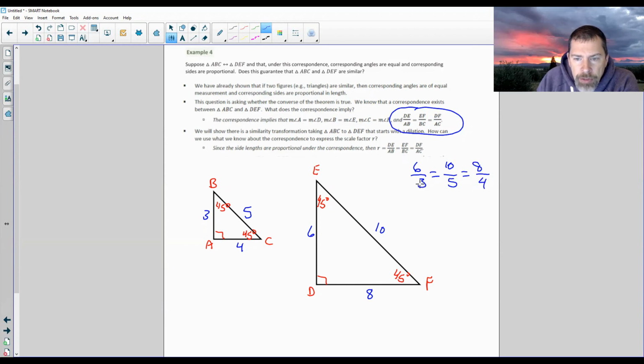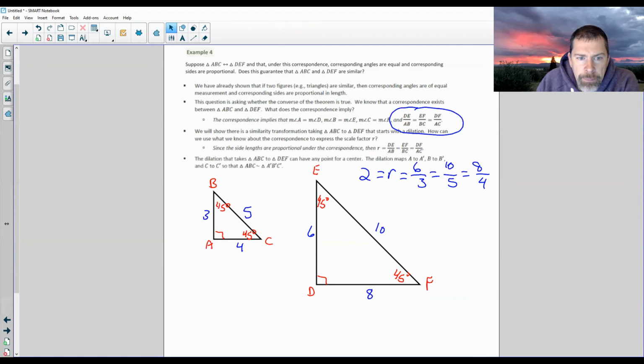Well, 6 divided by 3 is 2. 10 divided by 5 is 2. 8 divided by 4 is 2. So this is a scale factor mapping triangle ABC onto triangle DEF with R equal to 2. So if that's the case, since the side lengths are proportional under the correspondence, then R equals this. So that's that right there. Okay, so let's continue.